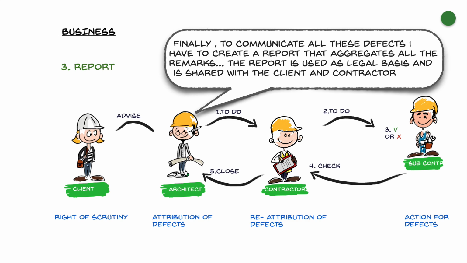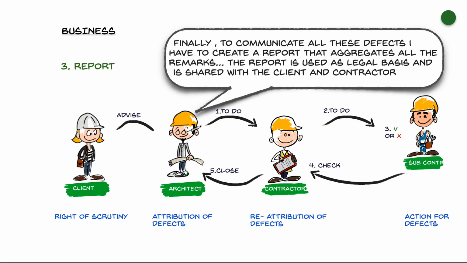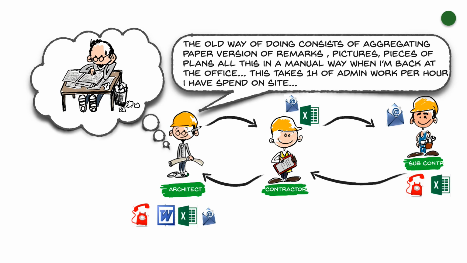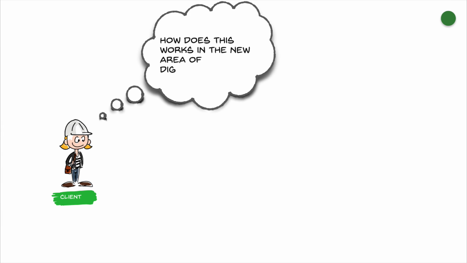Finally, to communicate all these defects, the architect needs to create a report that aggregates all the remarks. The report is used as legal basis and is shared with the client and contractor. The old ways of working consist of aggregating paper versions of remarks, pictures, pieces of plans, all this in a manual way when you are back at the office. It usually takes 1 hour of admin work per hour that you have spent on site.